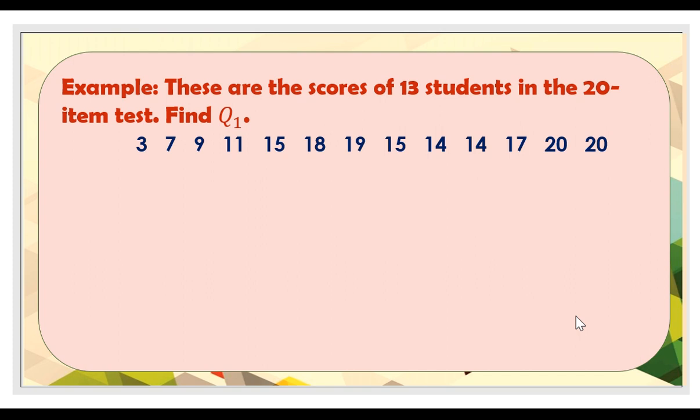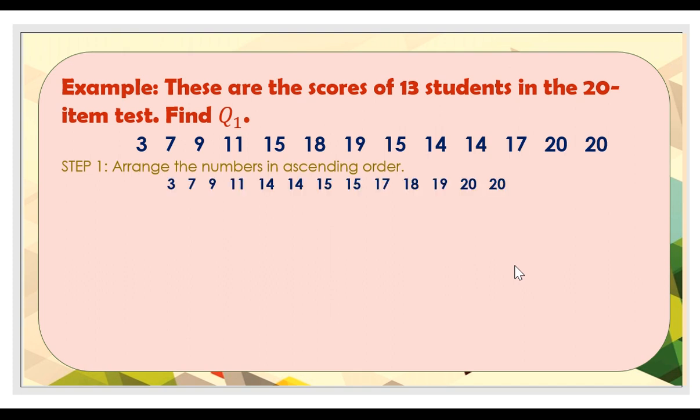Now for the example, these are the scores of 13 students in the 20-item test. Let us find the first quartile. So the first step again is to arrange the numbers in ascending order. The smallest number is 3 and the highest number is 20.